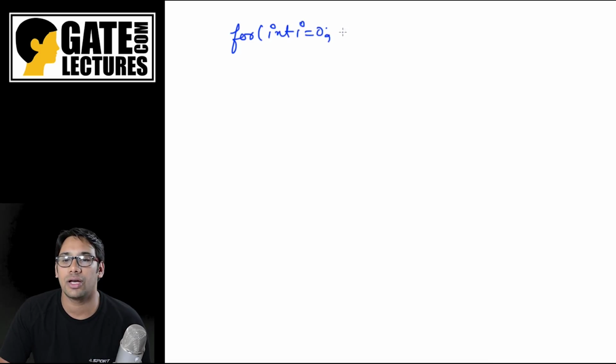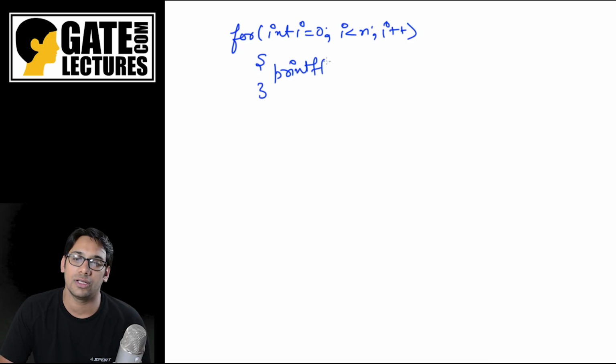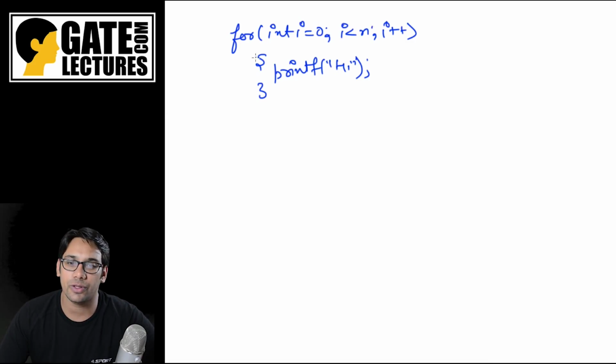So we may be having this program which is for (int i = 0; i < n; i++), and here I am having a statement which is printf("hi"). Now in this program, if you see how many times the statements are being executed, the first statement will be executed only once.